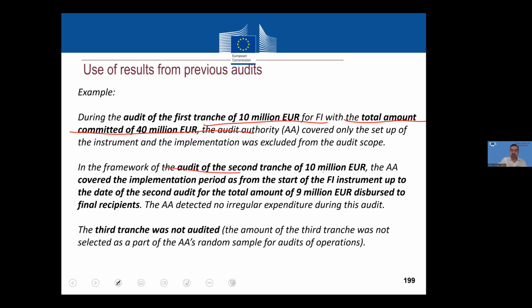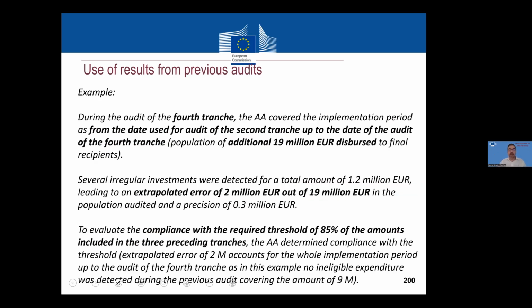Now, imagine that in the audit of the second tranche of 10 million, the AA covered the implementation period from the start of the financial instrument up to the date of the second audit. And imagine this corresponds to an amount of 9 million euros that has been disbursed to the final recipients. Now, just for the sake of this example, where you want to create different situations, imagine that the third tranche was not audited, was not selected as part of your random sample for the audit of operations. And finally, at the fourth tranche, you covered the implementation period from the date used for the audit of the second tranche up to the date of the audit of the first tranche. A part of the incurred expenditure until that second tranche was already audited. Imagine that this additional population is a population of 19 million euros.